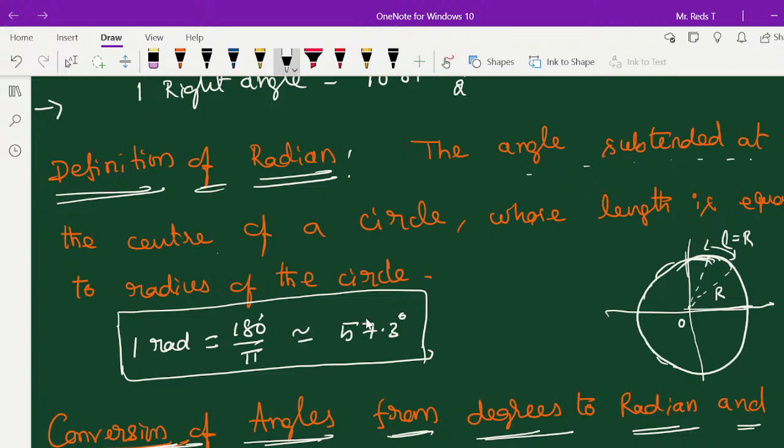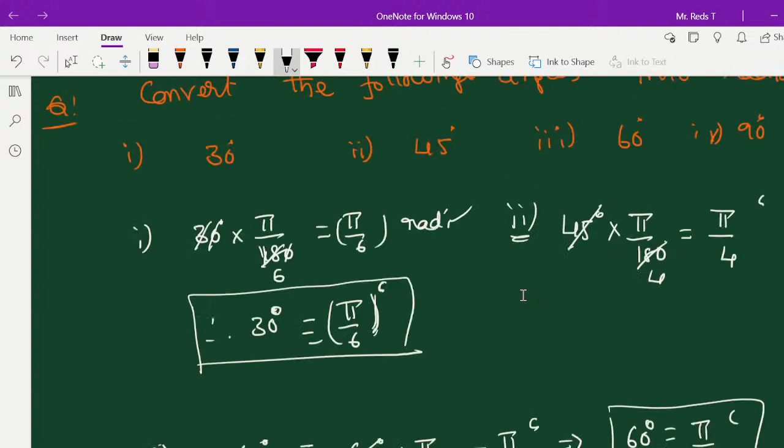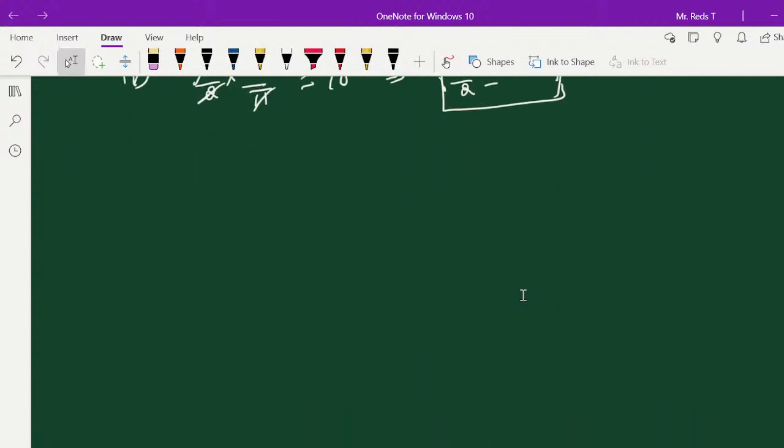From this, some questions we can also answer. Let us see what kind of questions may come across and how to answer them. Let us see one simple question here. The question is, a circular arc is of length pi centimeters.